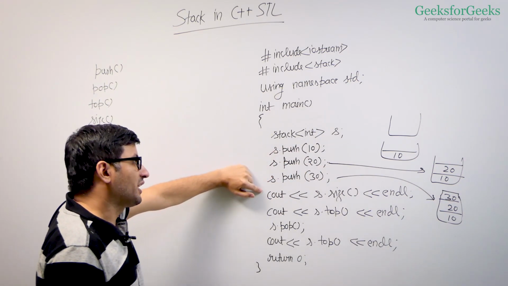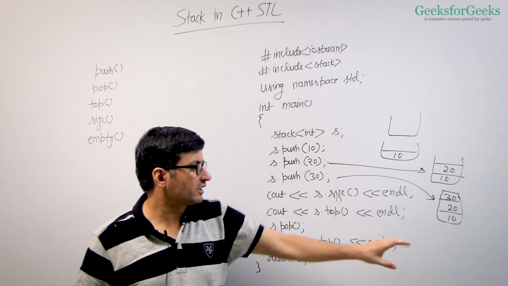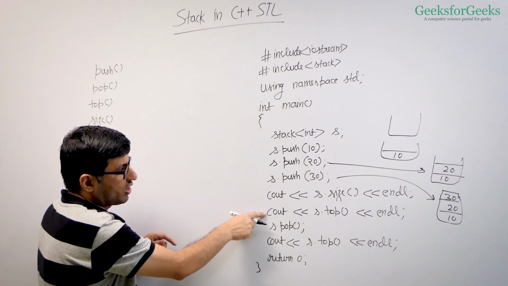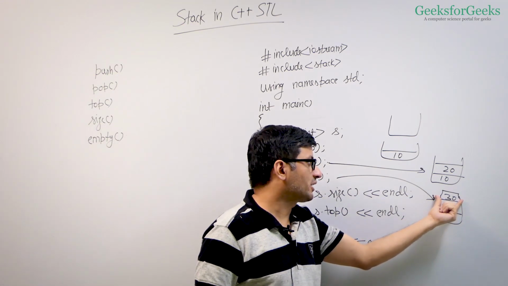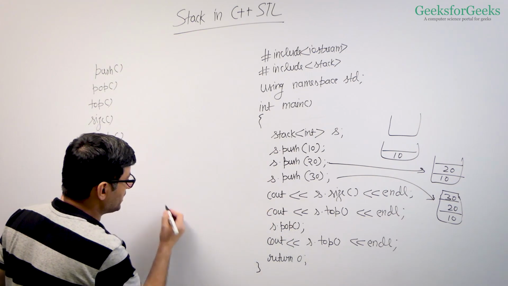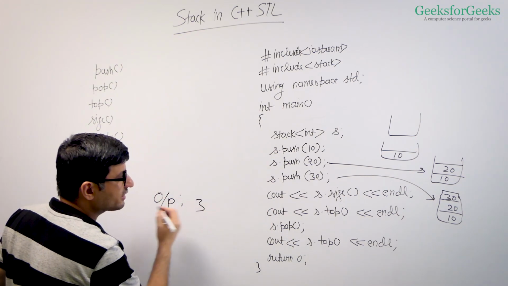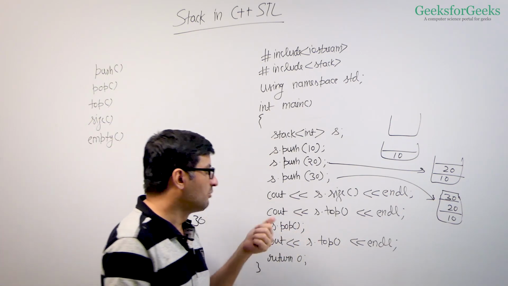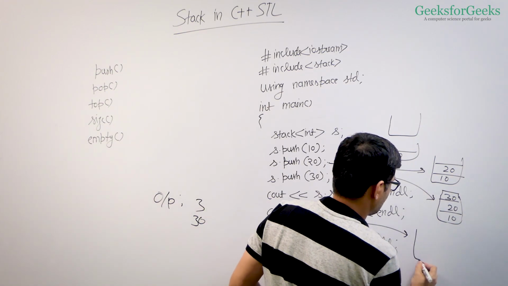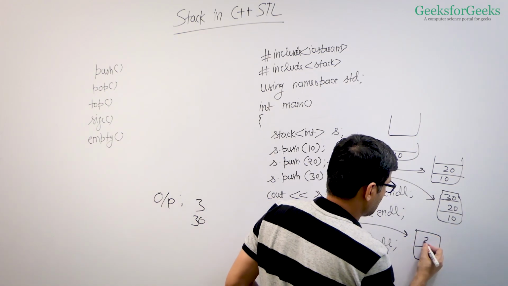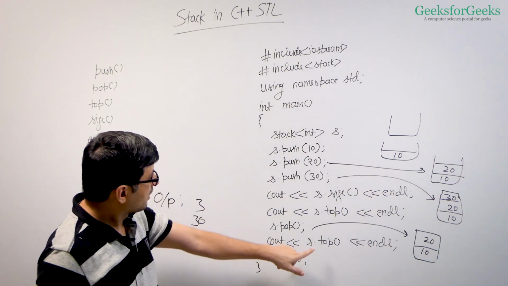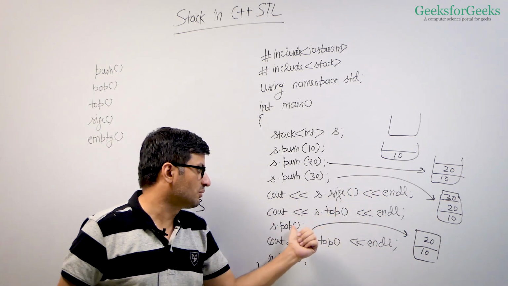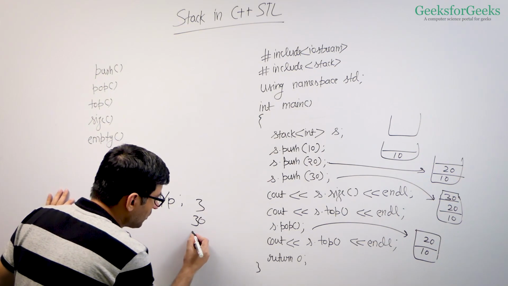When you call s.size, it gives you the number of elements in the stack. So you have 3 elements, so your output will be 3. When you call s.top, it will give you the top item. You will get 30. So the first line prints size 3, then top prints 30. Then if you call pop, it will remove an item from the top. So your stack will become 10, 20. After calling the pop, if you call top again, now what will you get? You will get 20 because 30 has been removed by the pop function.